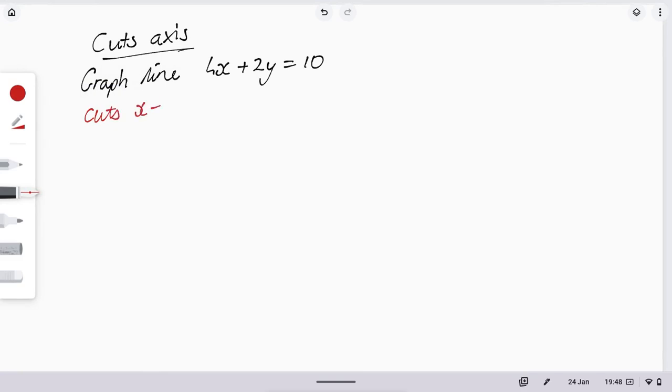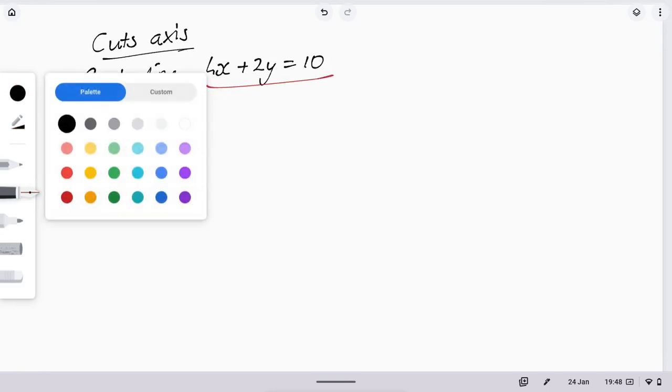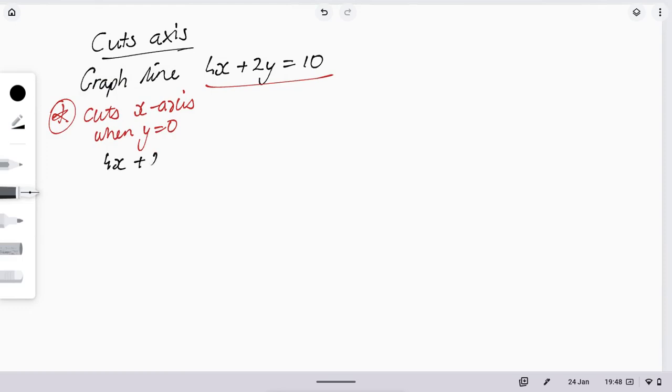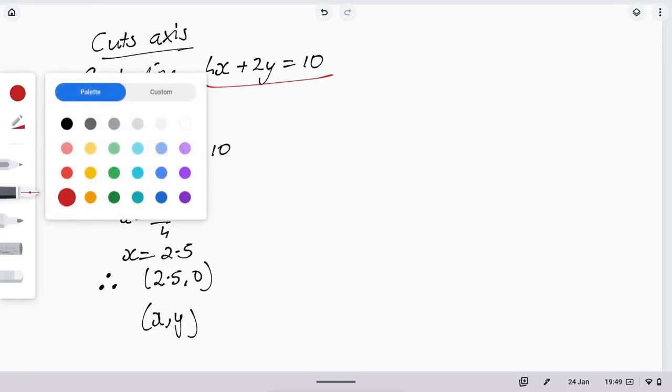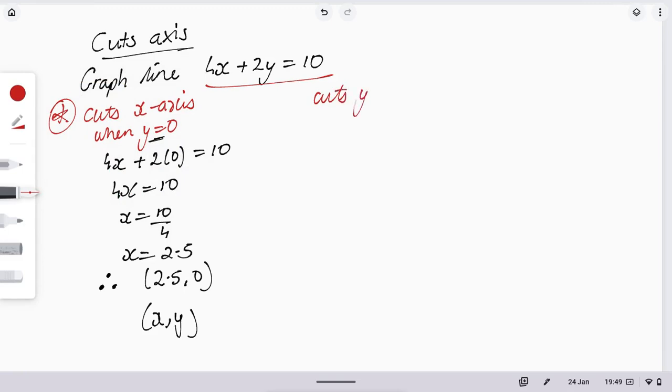Now, it cuts the x-axis when y is equal to 0. So you have to remember this. If you see cuts, intersects, meets the x-axis, you have to know that. So within that equation, I'm going to write it as 4x plus 2 times 0 is equal to 10. 4x is equal to 10. X equals 10 over 4. You simplify it down: 5 over 2 or 2.5. So that point, remember a point is made up of an x and a y, is 2.5, 0 because my y was 0. The other point cuts the y-axis, you've guessed it, when x is equal to 0.